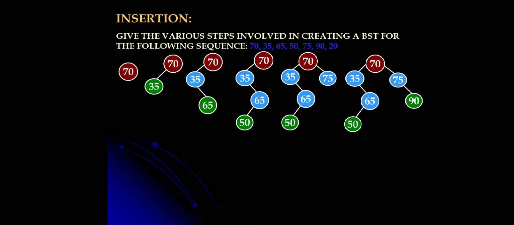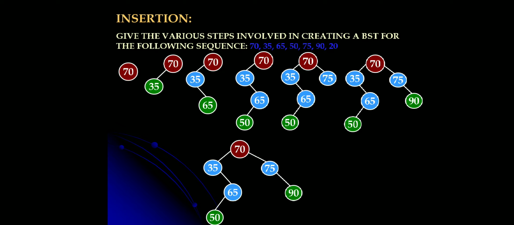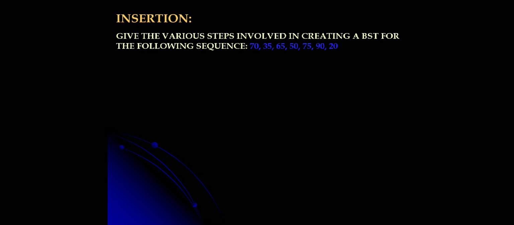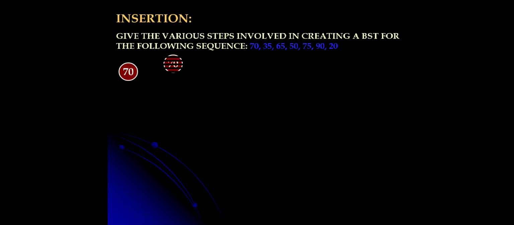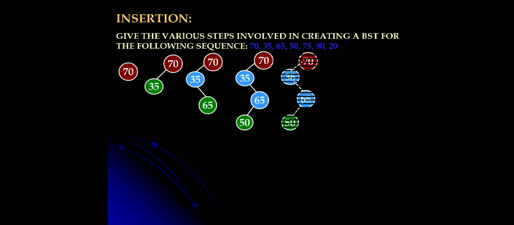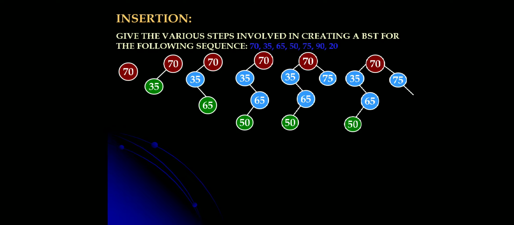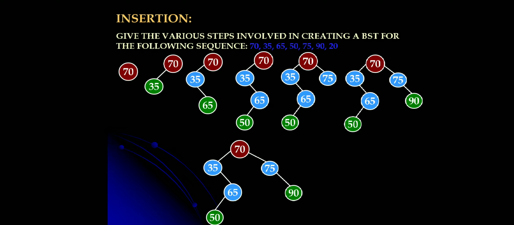And the last information given is 20. Compare 20 with 70, the root node. Since 20 is less than 70, go to the left subtree. Compare 20 with 35. Since 20 is less than 35, attach it as the left child of 35. So what is the final binary search tree you are getting? You can observe: 70 is the root node, 35 the left subtree, and 75 the right subtree, and this is how the other nodes are attached.